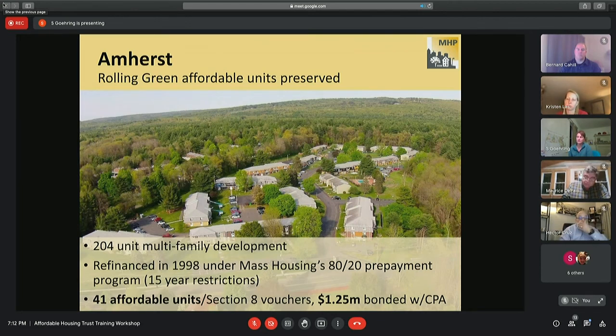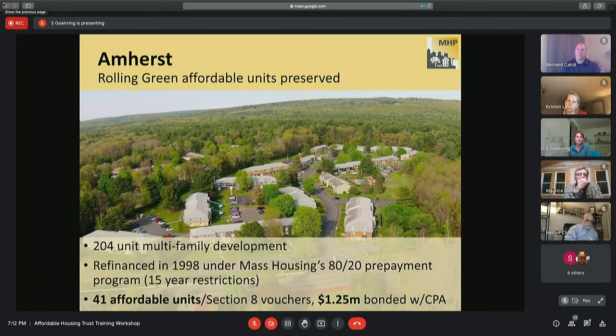In Amherst, there's this very large apartment complex where 41 units had been affordable, and the financing was set to expire. The restrictions were set to expire, and the community was really anxious about this because, as you likely know, Amherst has a very intense rental market with all the universities, particularly UMass, and the pressure that puts on their rental housing market. They don't want to lose these affordable units, and they reached out to MHP.